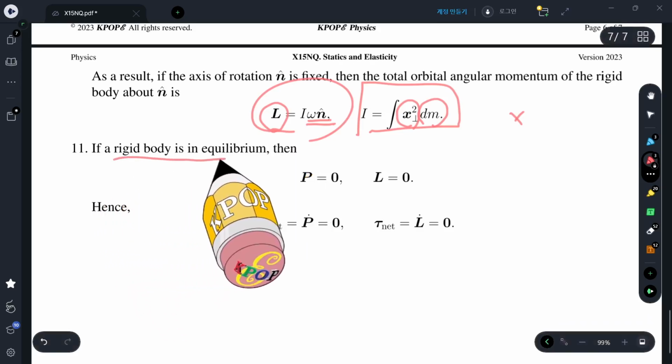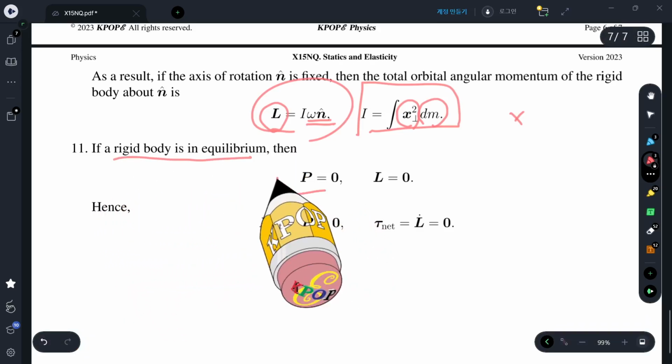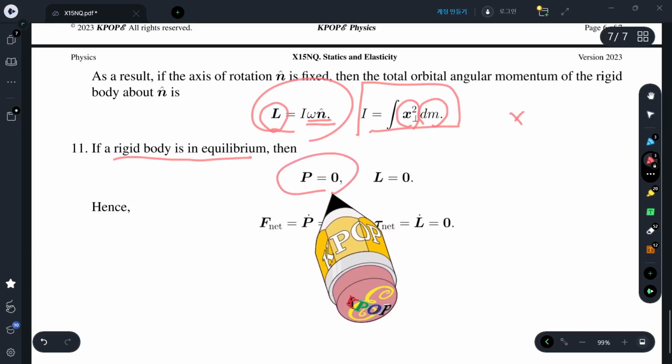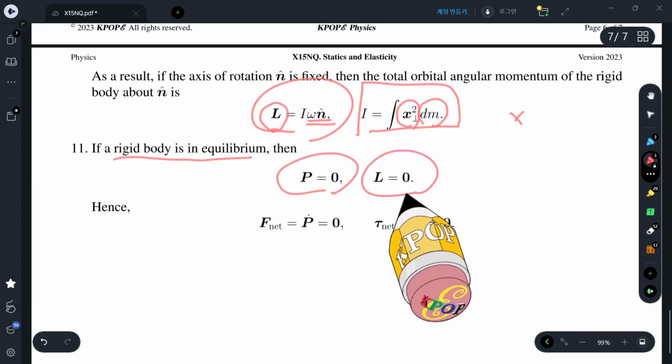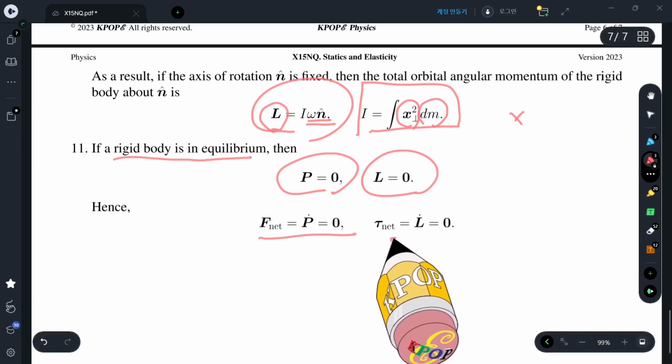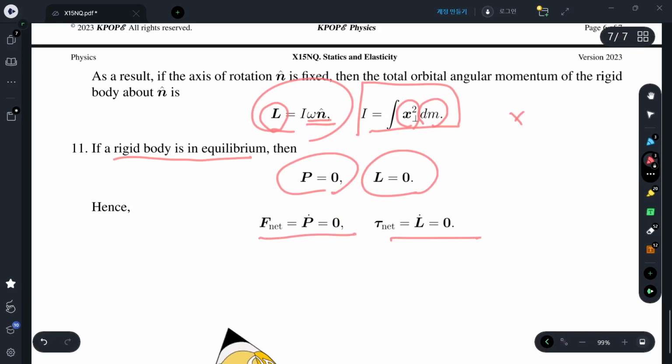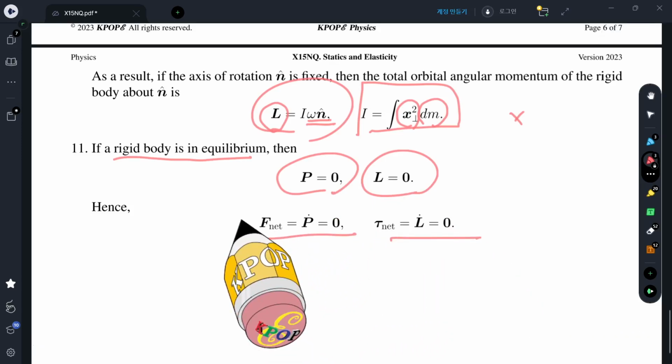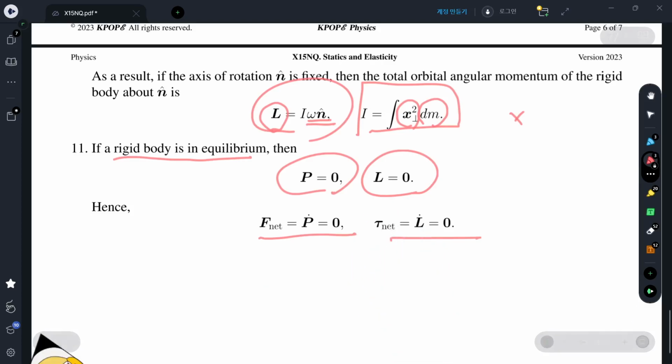If a rigid body is in equilibrium, total linear momentum is 0, and total angular momentum is also 0. If they are both 0, their time derivatives are also 0. Therefore, the net force and net torque on the rigid body must vanish.